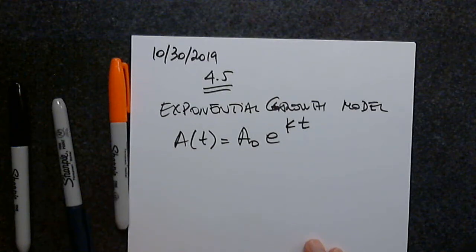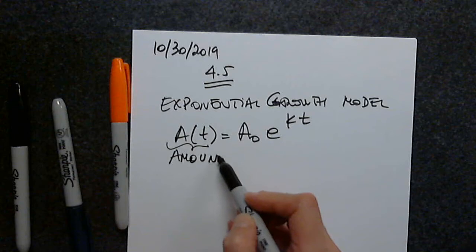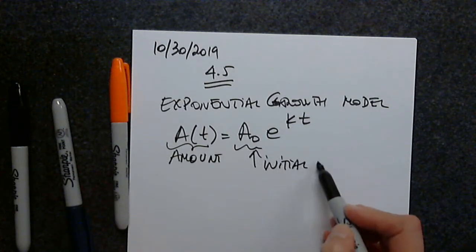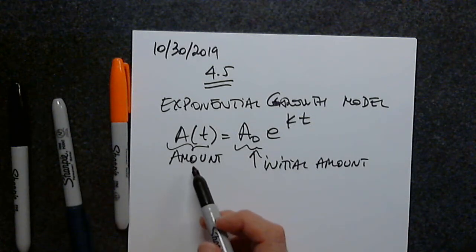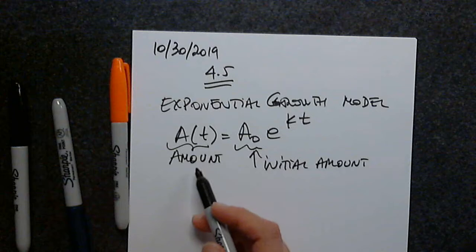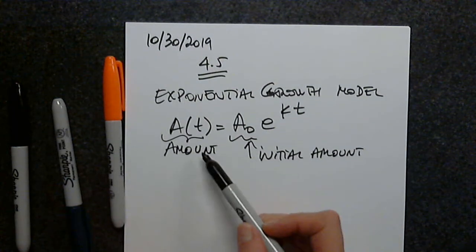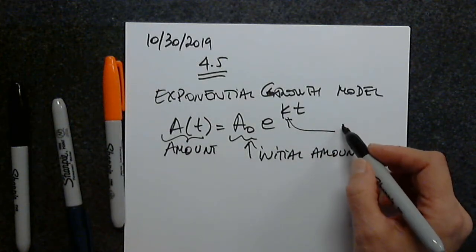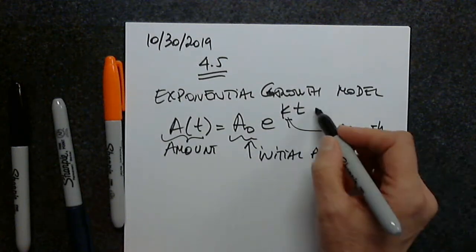Let's see what these mean one more time. This is the amount. This is the initial amount. It can be the number of fish, number of people, number of bats, rats, mice, whatever you want, bacteria. And this is the exponential growth rate. And this is time.